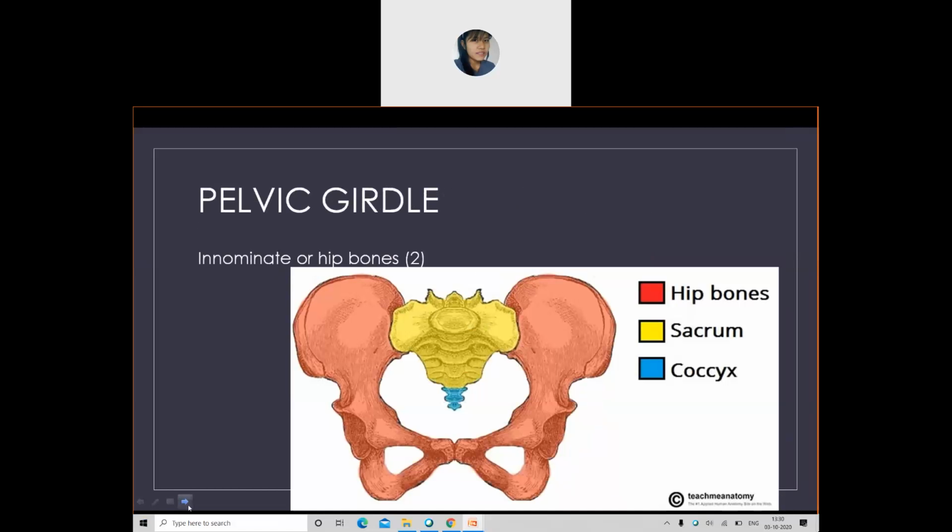Okay, next is your pelvic girdle. Pelvic girdle also we can say as innominate bones or hip bones. Okay, so in the innominate bones or the hip bones, how many bones you'll be getting? Two. One this side and the other this side. Okay.